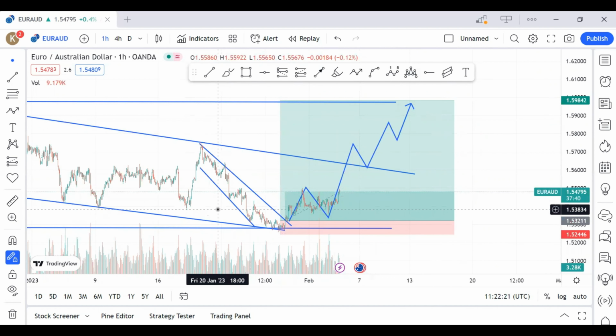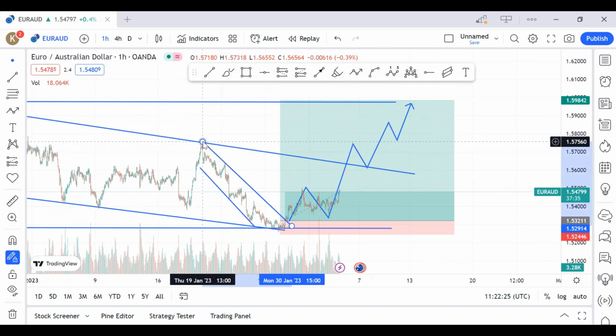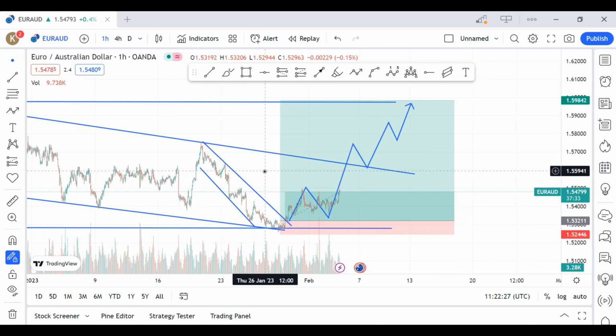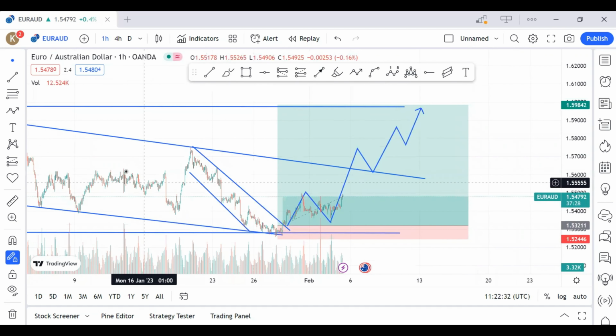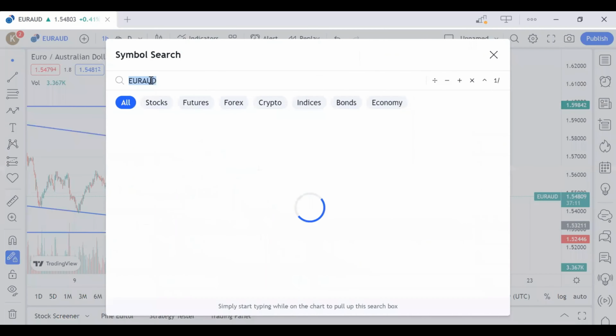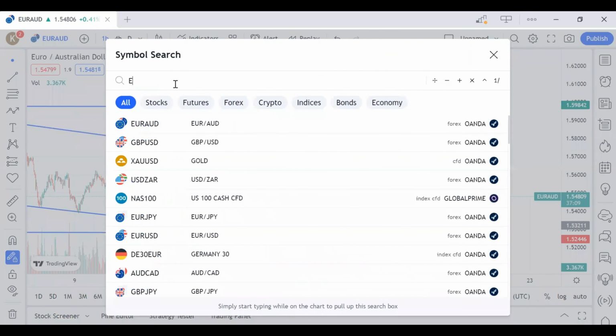Do you see how effective this is? Do you see how smooth this is? This is a smooth, beautiful market structure. And patience, guys, patience helps a lot with this type of strategy. So without wasting any further time on Euro AUD, let's move to Euro USD.